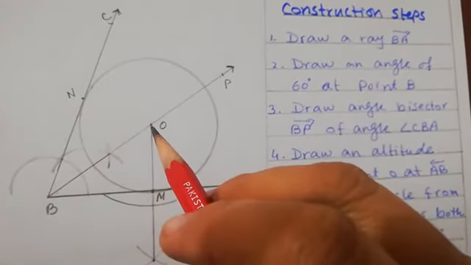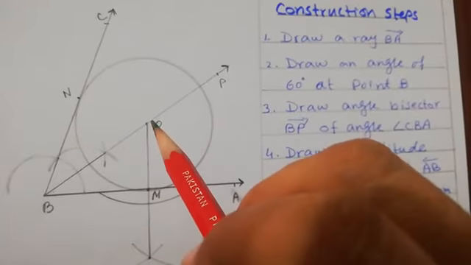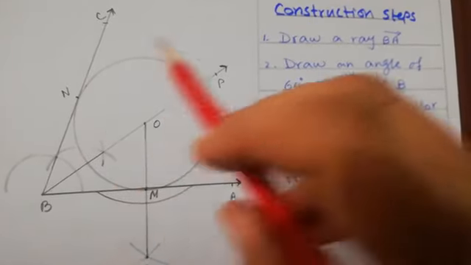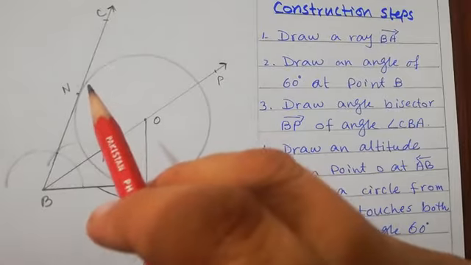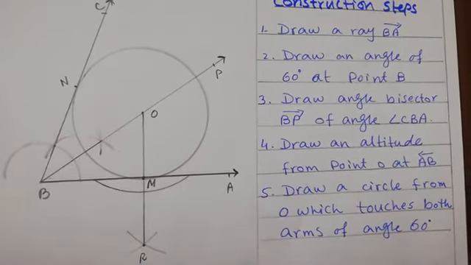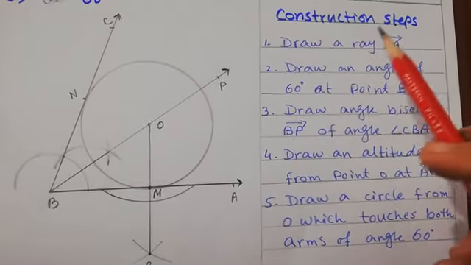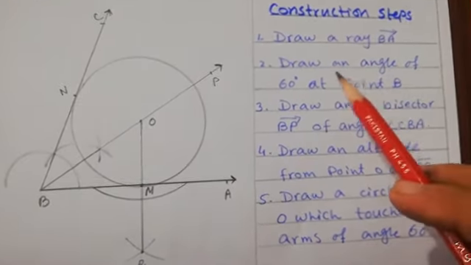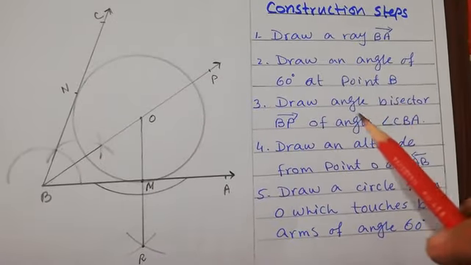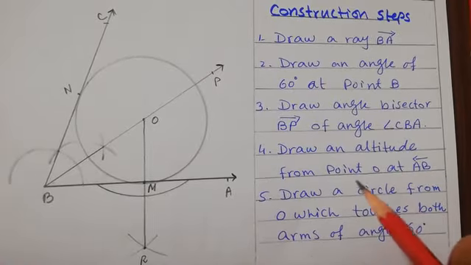Then we will take any point on BP and draw the altitude. After the altitude, we will take the center of the circle, and then you will draw the circle which touches both arms of the 60 degree angle. My dear students, you can observe that this is the right circle. And now we will write the construction steps. Draw a ray BA, draw an angle of 60 degrees at point B, draw the angle bisector BP of angle CBA, and draw an altitude from the point to AB.